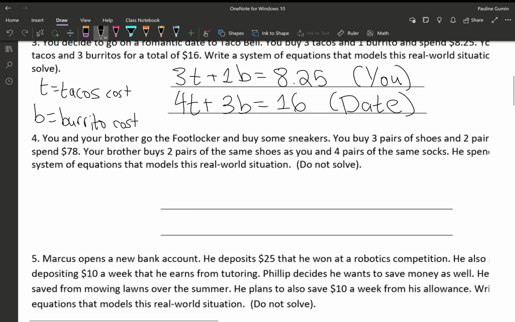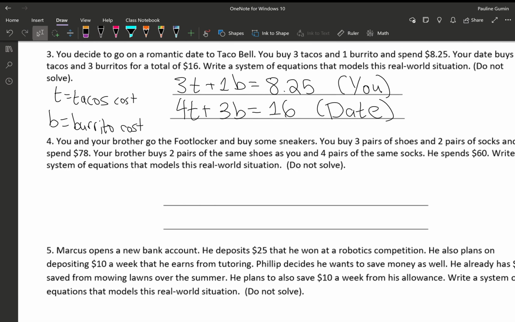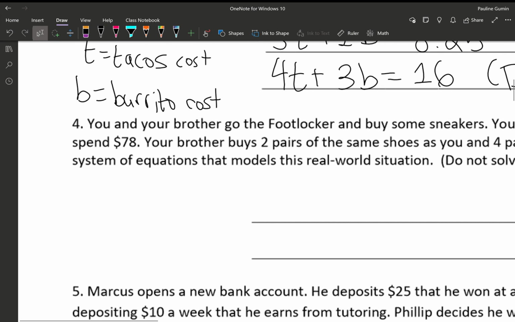Number 4. You and your brother go to Foot Locker and buy some sneakers. You buy 3 pairs of shoes and 2 pairs of socks, and you spend $78. Your brother, because he loves you so much, buys 2 pairs of the same shoes and 4 pairs of the same socks and only spends $60. Let's write an equation, or 2 equations.